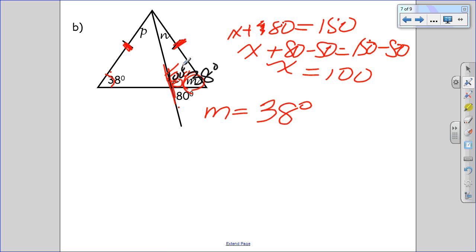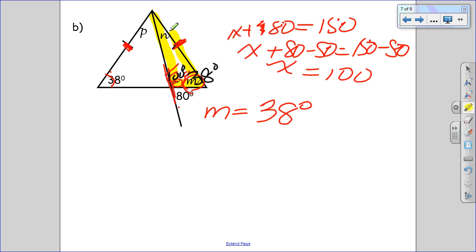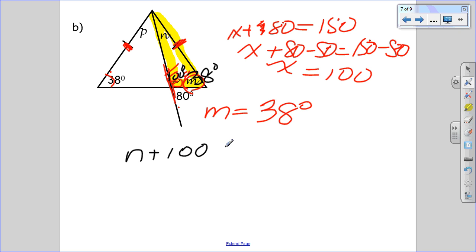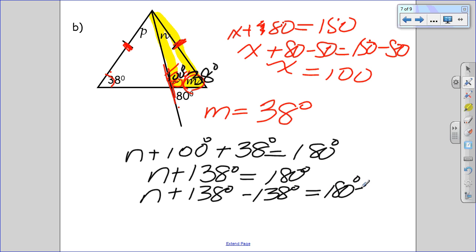This is 100 degrees. And if I look here, I have a big triangle here. And I know two angles of my triangle. So I know n plus 100 plus 38, all the angles in a triangle add to 180 degrees. So I work with that. My knowledge of equations simplified before I solve the equation. Now to get n by itself, I have to subtract 138 from each side. And I end up with n is 42 degrees.